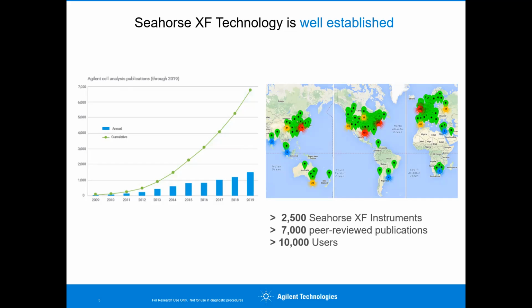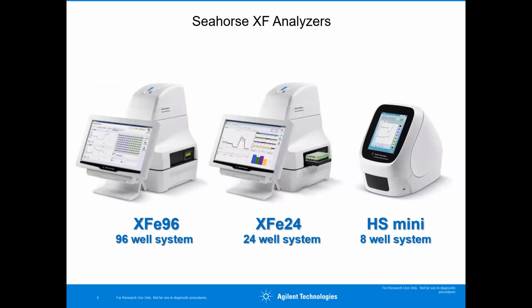So let's look at the different types of Seahorse instruments, the 3 different types that we have. Currently 3, coming on 4. Today we have the smallest 8-well instrument, called the HS Mini, starting from the right here. And then we have the larger 24 and 96-well versions. Now all measure the same thing, but aside from throughput, each type has a unique strength.